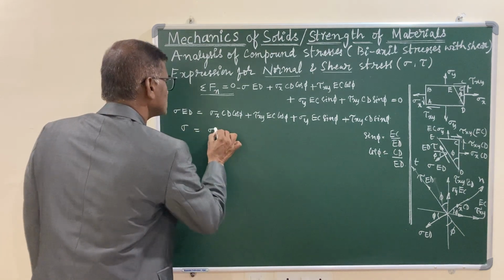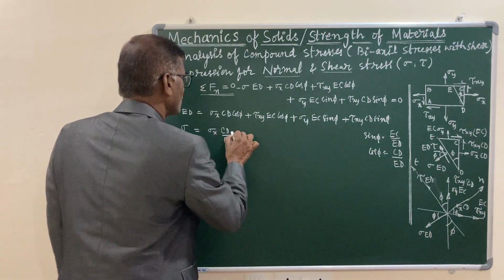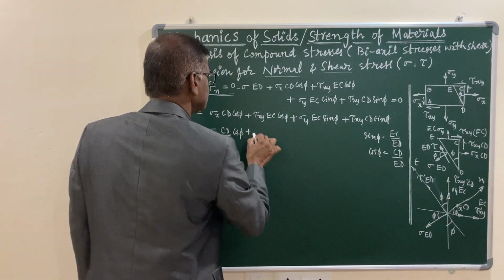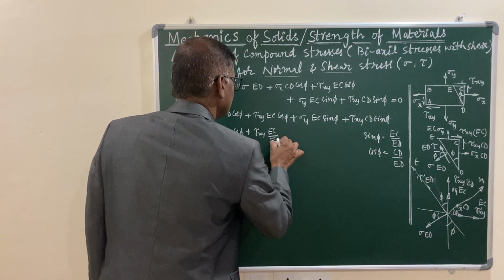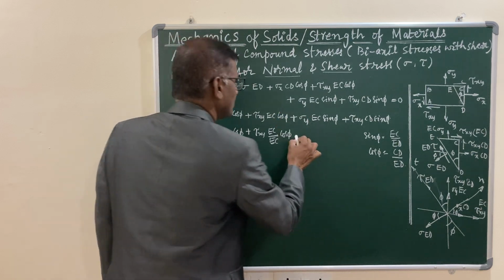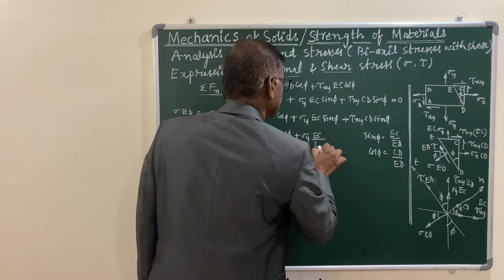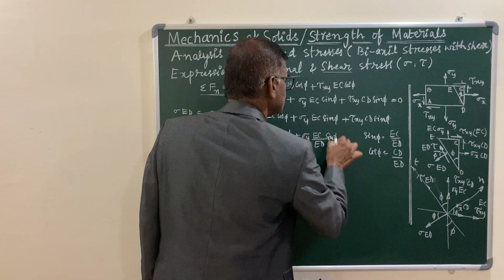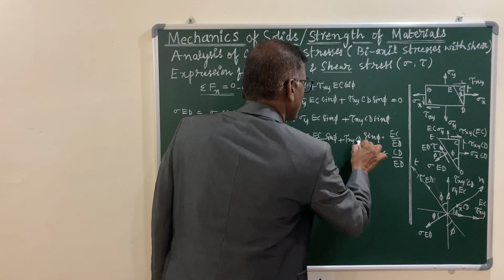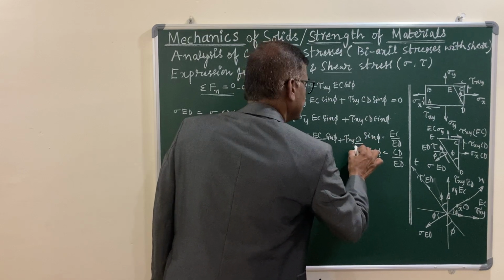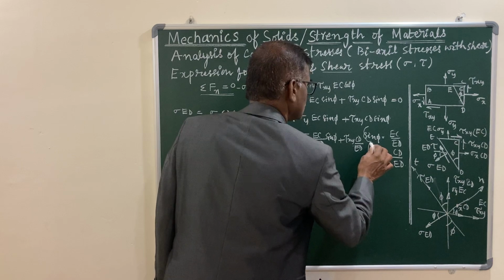Sigma is equal to sigma x CD by ED into cos phi plus tau xy EC by ED into cos phi plus sigma y EC divided by ED into sin phi, and the last term is plus tau xy, it is CD by ED into sin phi.